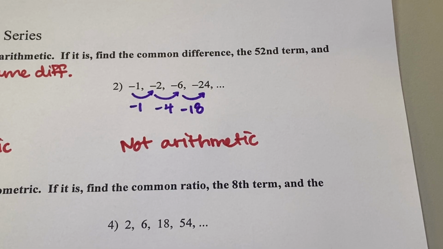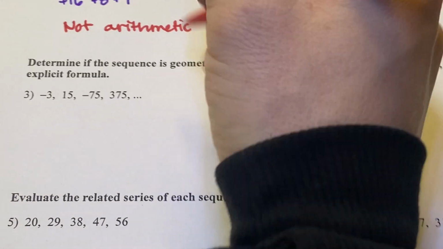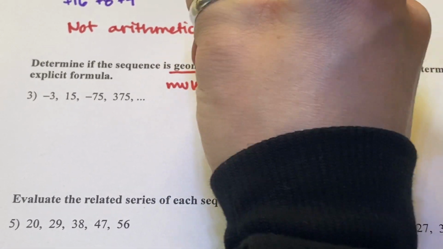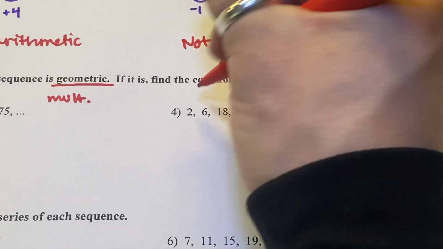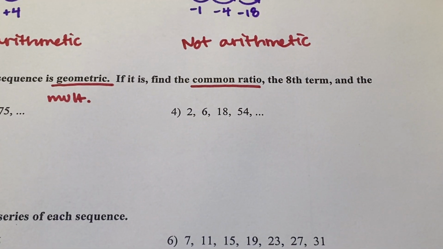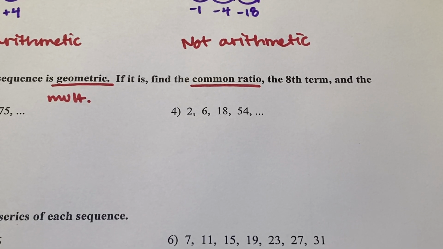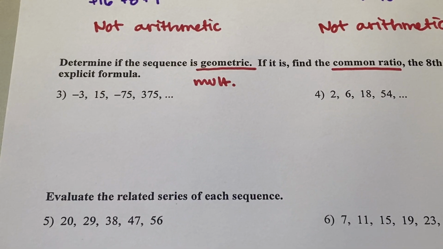Okay, cool. Alrighty. Determine on number 3 and 4 if the sequence now is geometric. Geometric means it's changing the same way by multiplication. It has the same, what we call, common ratio, not common difference anymore, but common ratio. It changes because now we're multiplying things.